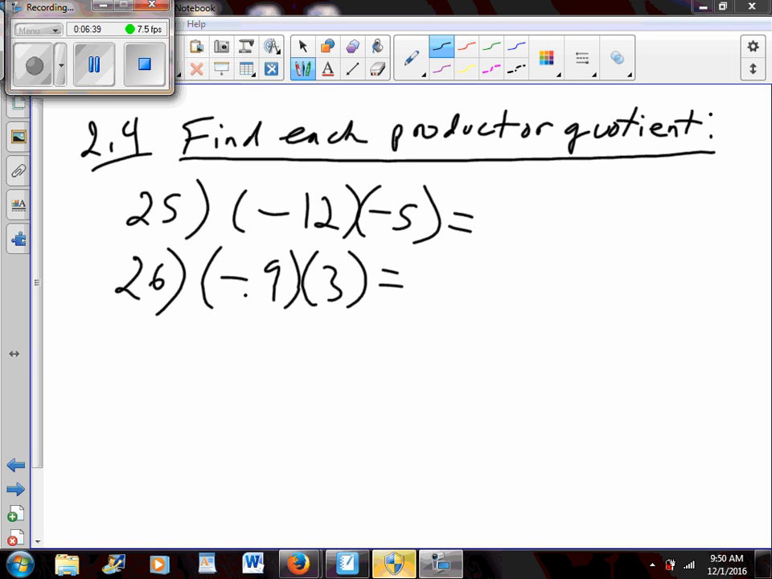Yes, sir. So what we're going to do now, section 2.4 is where we're at. Find the product or quotient. All right, so I put 2 on the board here. Number 25 should be a little bit easier. 26 has got a decimal in it. I want you to give me the answer to both of these. But I want you to give me the answer to both. Make sure everybody in your group understands how you got that answer, okay?